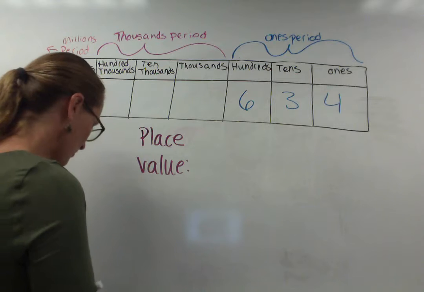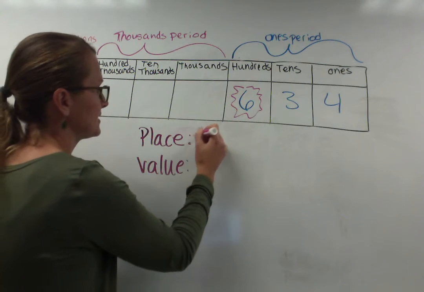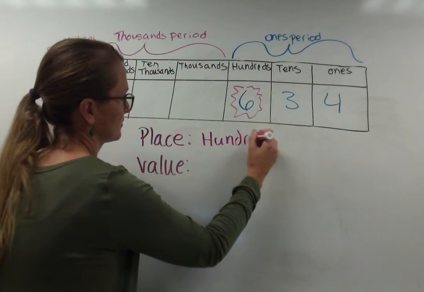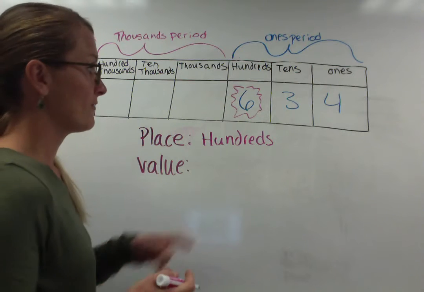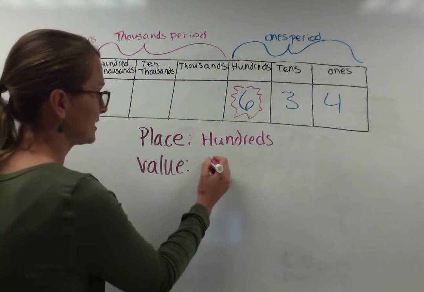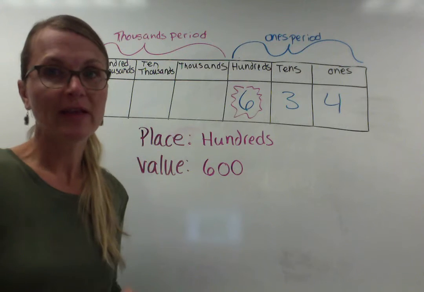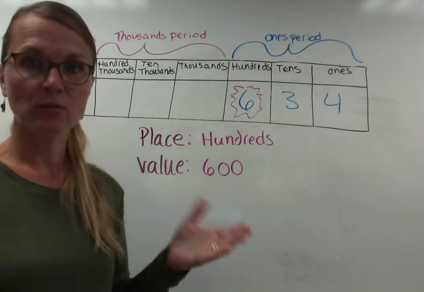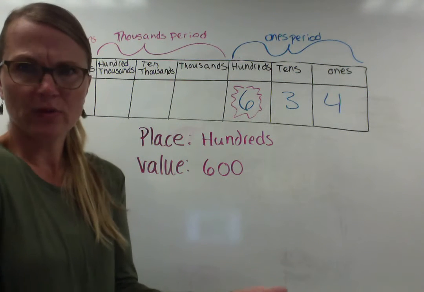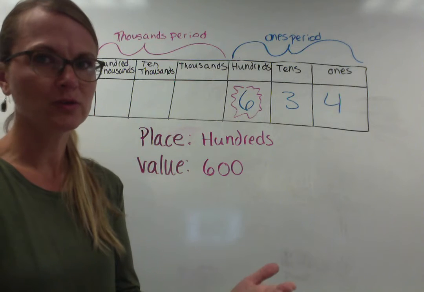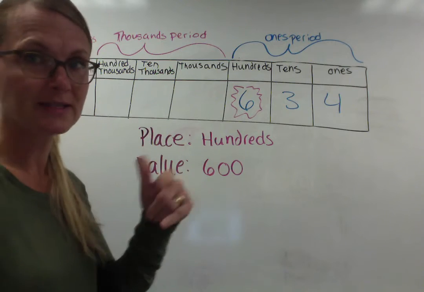Let's say I want to know the place that the 6 is in. The 6 is in the hundreds place. But what is the 6 worth? If you have a 6 here, it means you have 6 hundreds. So the value of the 6 is 600. You can think of it like money. If I have 6 $100 bills and somebody asks what's all that worth, I don't say it's worth 6. It's worth $600. Thinking of it with money can help you remember the difference between the place and the value.